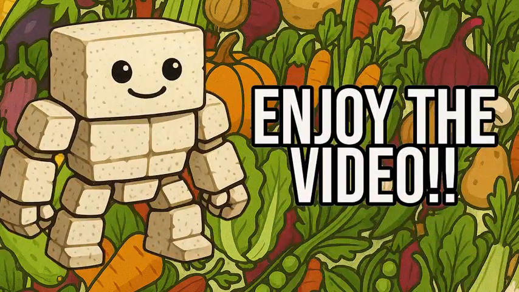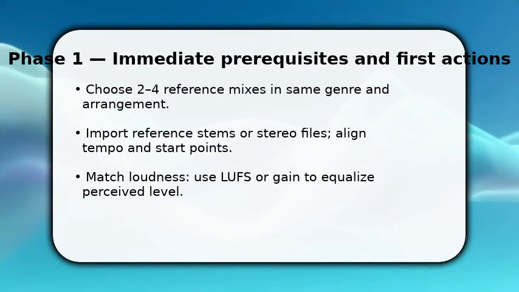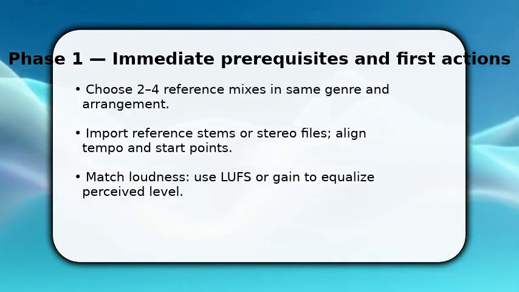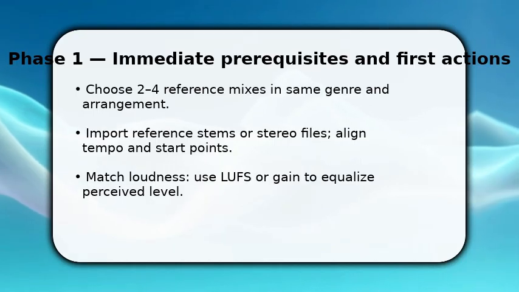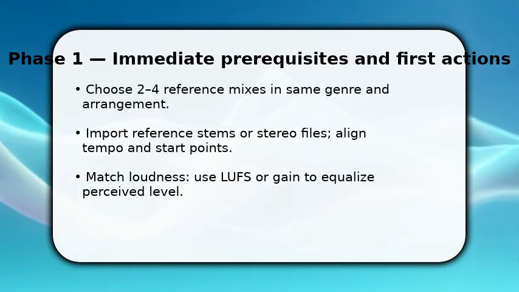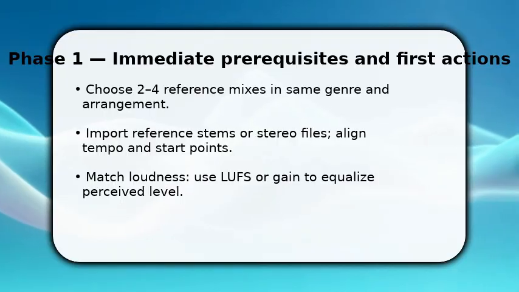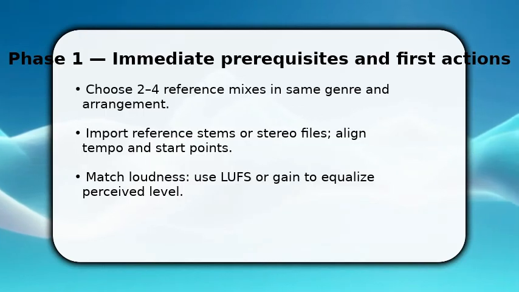Please enjoy the video. You start by picking 2-4 reference mixes that match your song's arrangement and vibe. Make sure they represent the target tonality. Next, import those stereo files into your session and align start points so you can A/B instantly. Once done, match perceived loudness using LUFS or simple gain trim so level differences don't bias your ears.